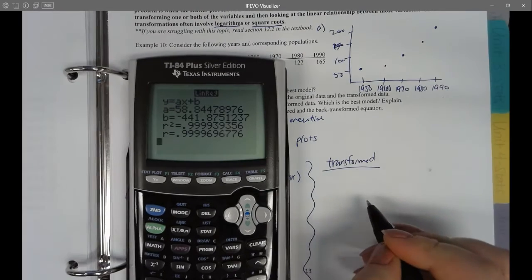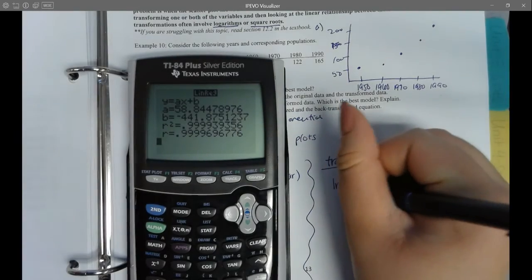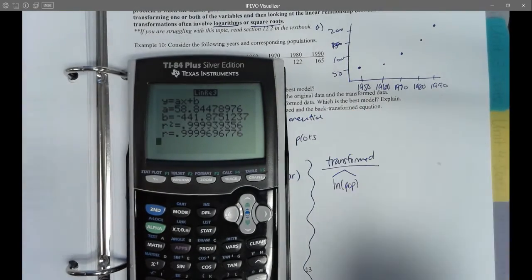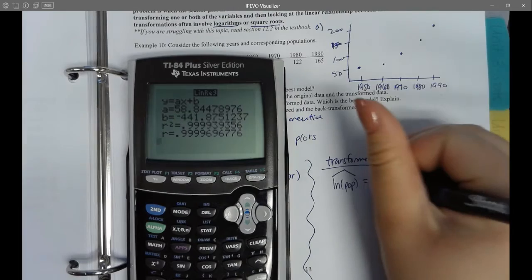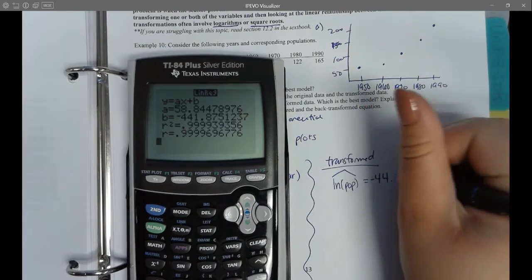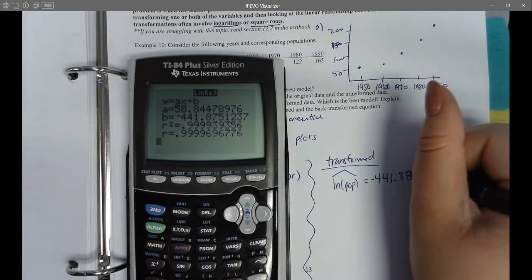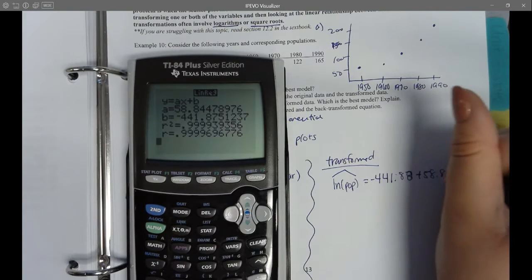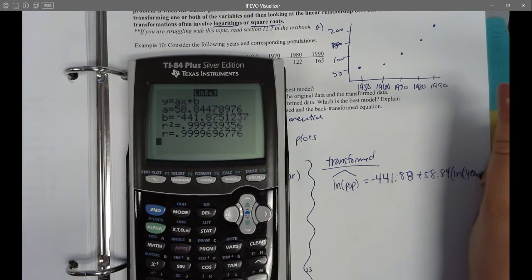When we write our equation, we are no longer predicting the population. We are predicting the natural log of the population. It's super weird, I know. We'll take it back at the end, okay? But the natural log of the population. And now we can use our same values here: 441.888, I guess, plus 58.84 times, again, the natural log of the year.